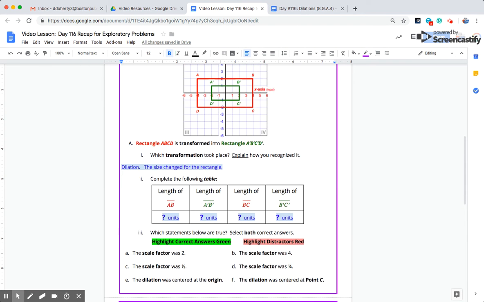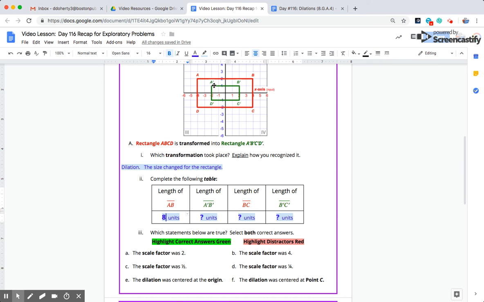Part 2 asks you just to complete the following table, which looked at the side lengths for some of the original figure, what we'd call the pre-image, and some of the new figure, what we'll call the image, which is in green. So when we look at the original figure, the pre-image in red, the length of AB for red, if you counted that up, you should have seen was 8 units long. It goes all the way from -4 to +4, so as we jump by 4 and 4 more, that's a total of 8 units.